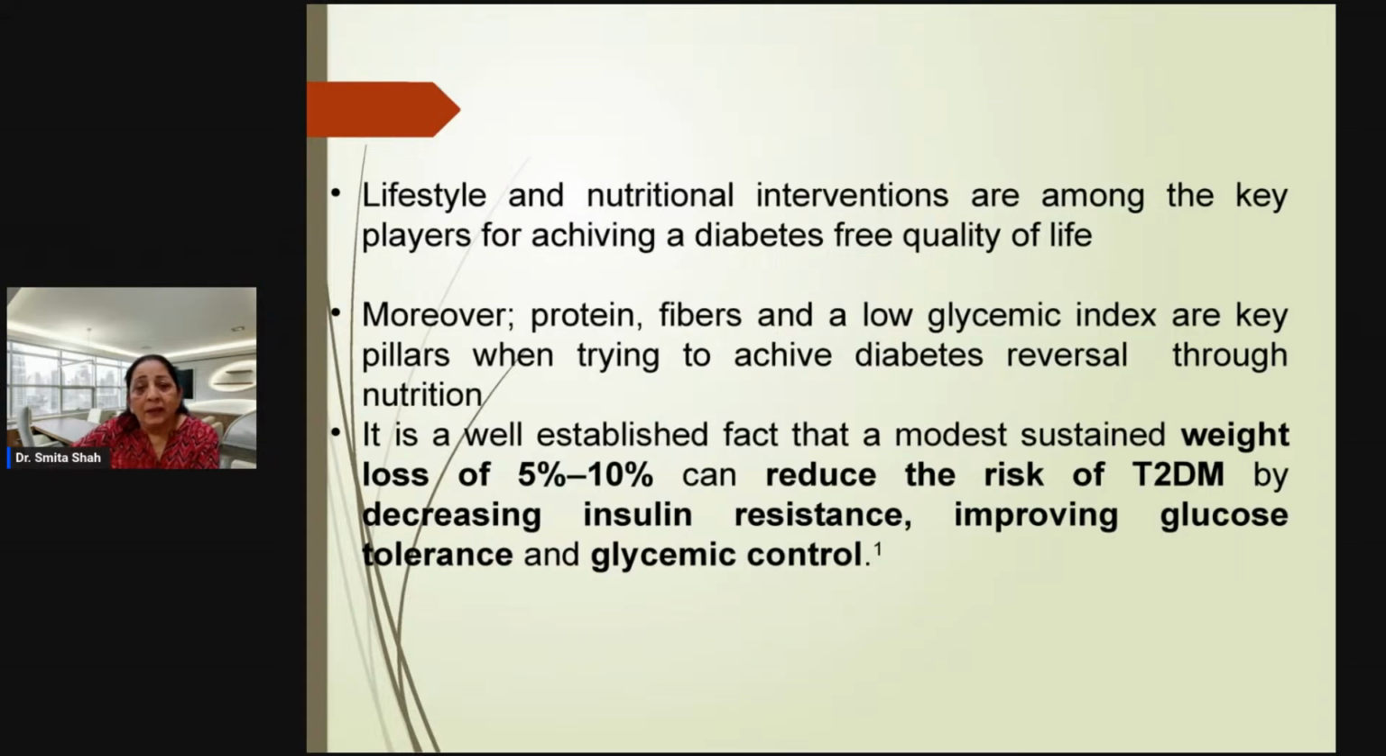So lifestyle and nutritional intervention are among the key players for achieving a diabetes-free quality of life. Moreover, protein, fibers, and low glycemic index are key pillars when trying to achieve diabetes reversal through nutrition. It is a well-established fact that modest sustained weight loss, even 5 to 10%, can reduce the risk of type 2 diabetes by decreasing insulin resistance and improving glucose tolerance and glycemic control. We have so much data that even 5% or 10% weight reduction helps reduce diabetes complications as well as decrease HbA1c.